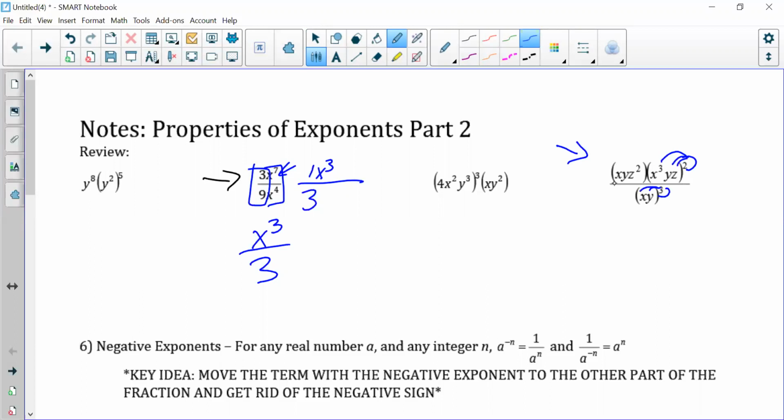All right, so this guy didn't change at all. So we're just going to rewrite them in our answer. So x, y, z squared. This is a y.